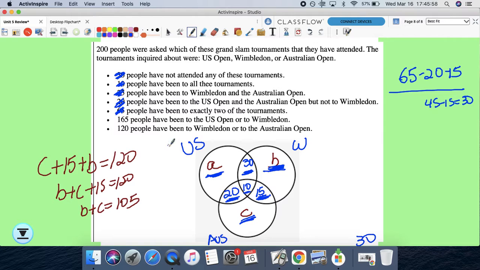Hang on a second. 120 people have been to Wimbledon or the US Open. That would be this guy, either or. Sorry, no, sorry. 120, either or. Wimbledon and Australian Open. Yeah, either or.